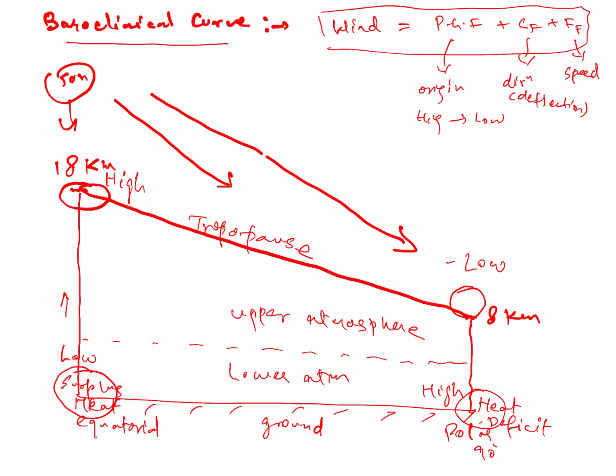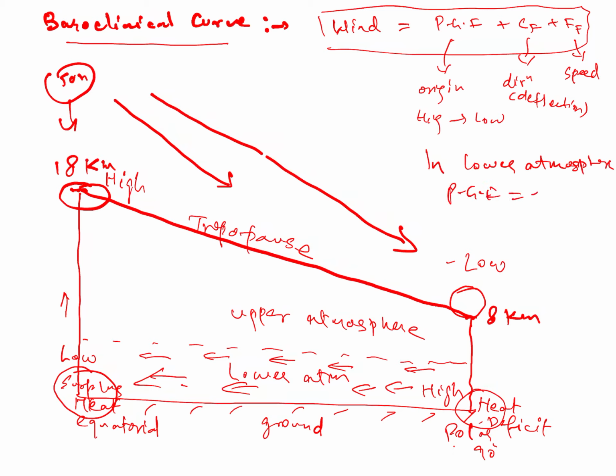Now in the upper atmosphere, compared to the lower atmosphere, what is the PGF in the ground condition? Come on, PGF is always from high to low. The PGF in the lower atmosphere is from the equator side towards the pole or pole towards the equator? Think, guys, it is from pole to equator side because it is high towards low. So in the lower atmosphere, the PGF is from the poles to the equator. So the air starts moving from poles to the equator side.